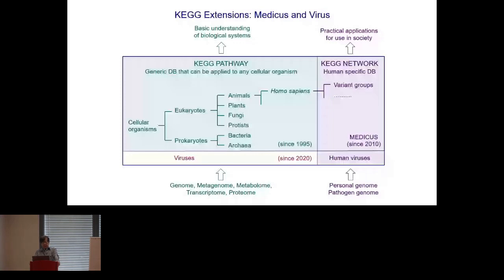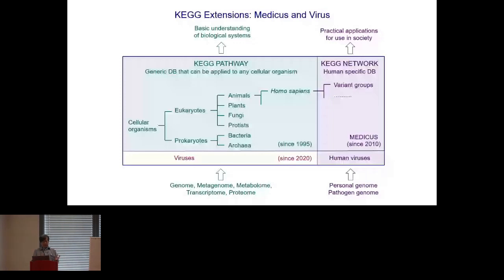We have extended KEGG in two ways. We started in 1995, and then about 2010, we added KEGG Medicus. And then around 2020, the time of the coronavirus, we added the virus more extensively. So KEGG used to be a database for any cellular organism because, as I said, we generalize experimental evidence in specific organisms to other organisms by the concept of functional orthologs.